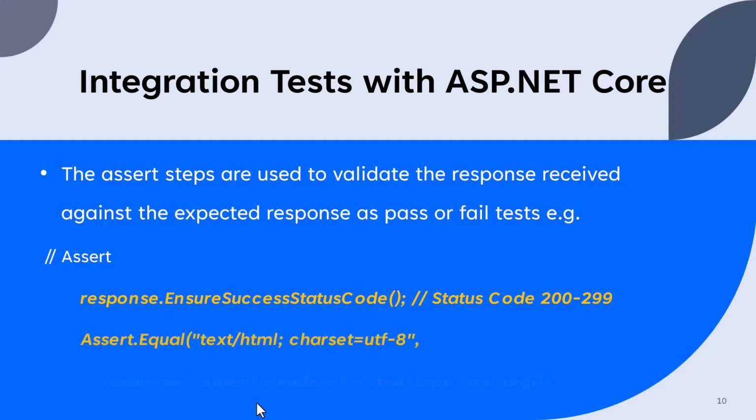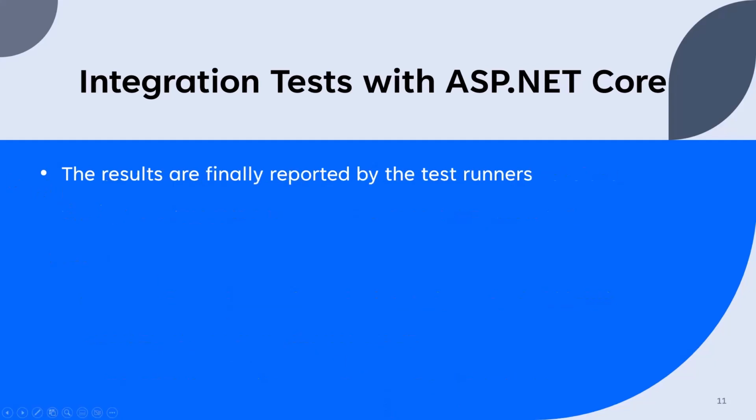And Assert.Equal is actually validating the response against an expected outcome, with the actual outcome that you have got. So this is the expected outcome, text/html; charset=utf-8, and the response.Content.Headers.ContentType.ToString should match this string for the test to pass. Okay. The results are finally reported by test runners.